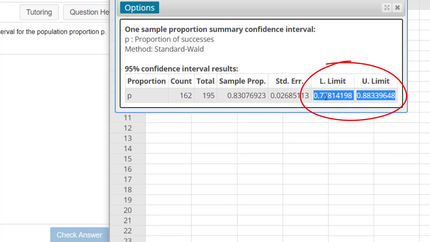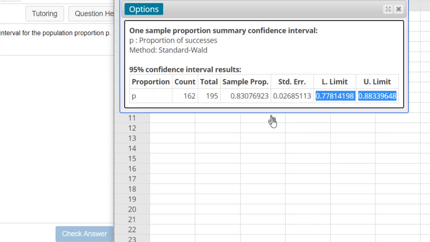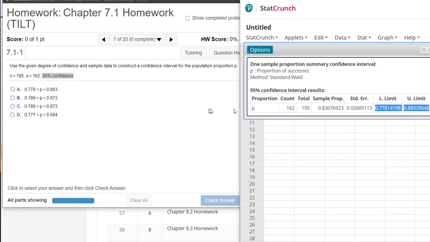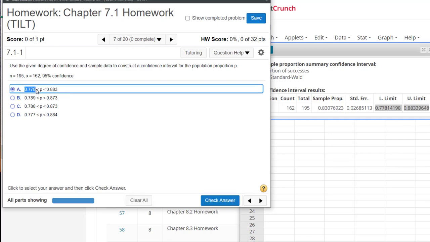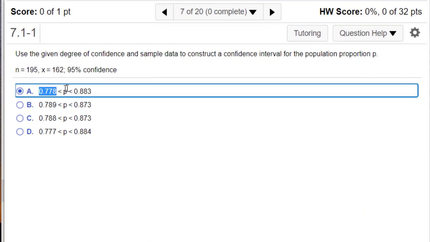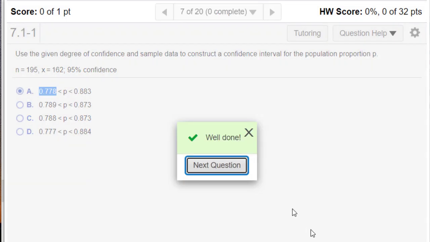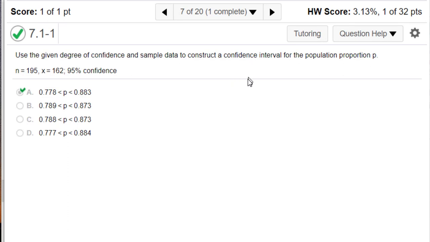So for this problem, we want to find the one that matches these numbers right here. The 0.778 if you round to 3 decimal places, and the 0.883, which will be the A option actually, for this problem right here. Okay? So that's how you use StatCrunch to make a confidence interval. We'll do another example too, just to show you a variety of problems you might get.